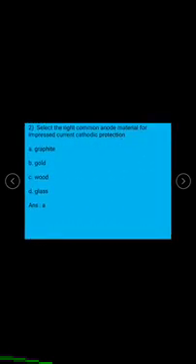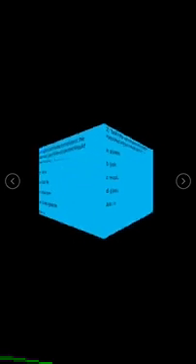Next, select the right common anodic material for impressed current cathodic protection: graphite, gold, wood, glass. The right answer is A, graphite. Graphite or metals like steel are used as anodic material in impressed current cathodic protection methods. The right answer is graphite.